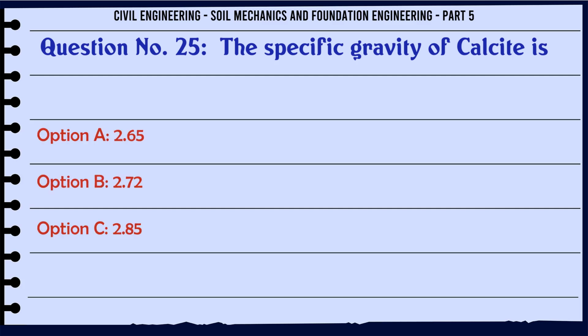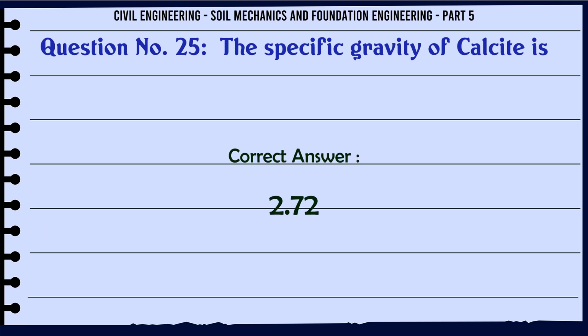The specific gravity of calcite is A. 2.65, B. 2.72, C. 2.85, D. 2.90. The correct answer is 2.72.